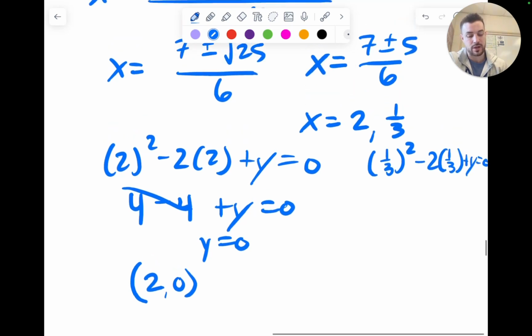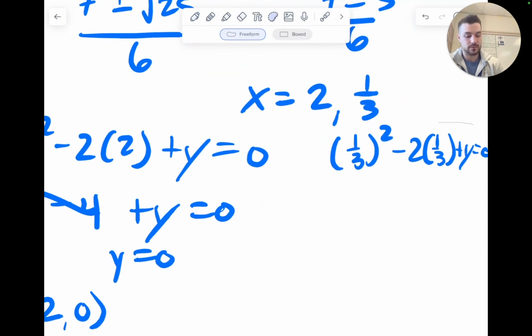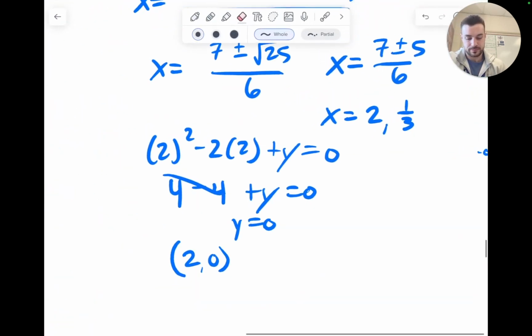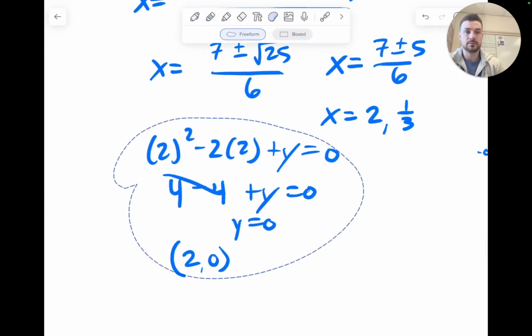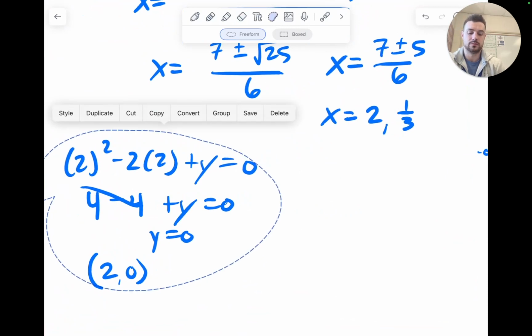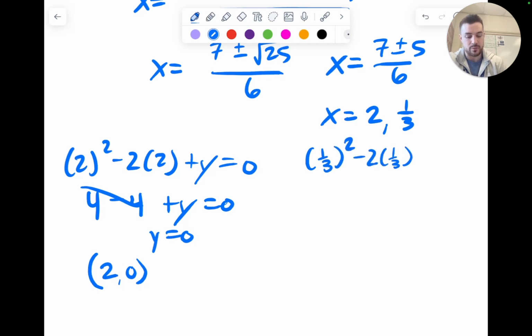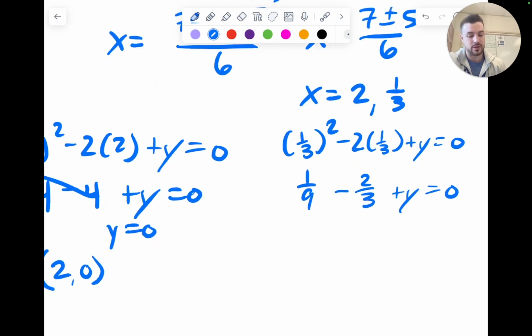And because I'm running out of room there, here, I'll rewrite that so we get a little cleaner work here. So we have 1/3 squared minus 2 times 1/3 plus y equals 0. So this is going to be 1/9 minus 2/3 plus y equals 0.